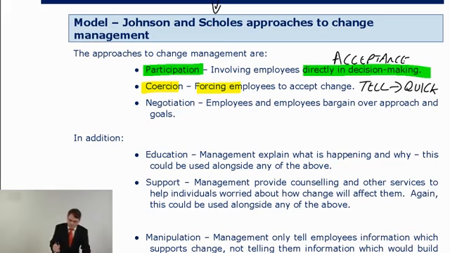The other one I would mention is education. Education: I have decided what's going to happen, but I will explain it to you. I will explain what we're doing. I'll explain why it is necessary. I will explain how it is going to affect you. And again, the idea behind that is it's relatively quick because I've decided, but on the other hand, hopefully you will accept it because I'm at least taking the trouble to explain to you what's going on.